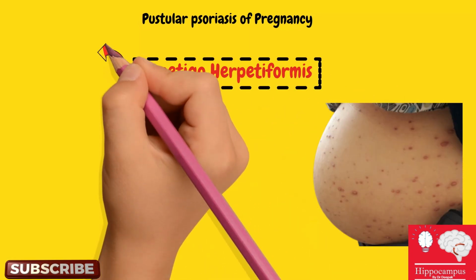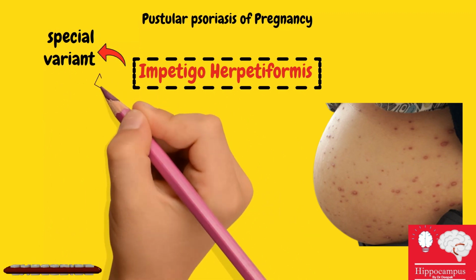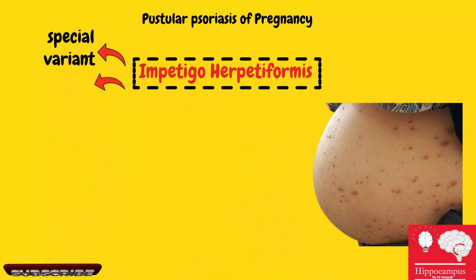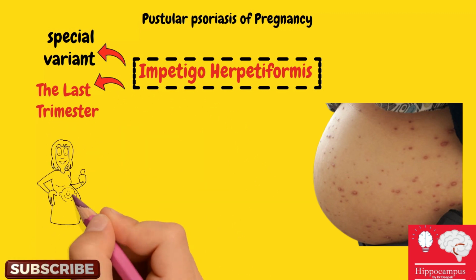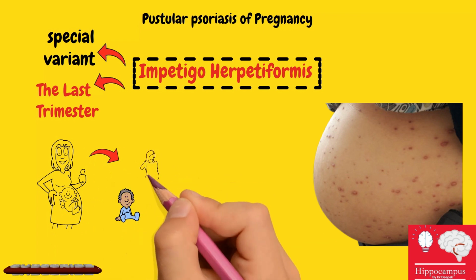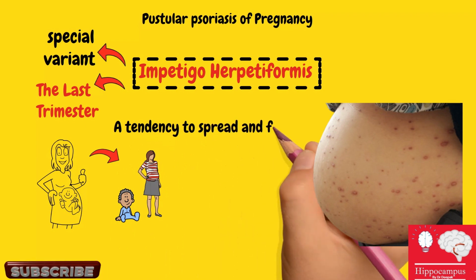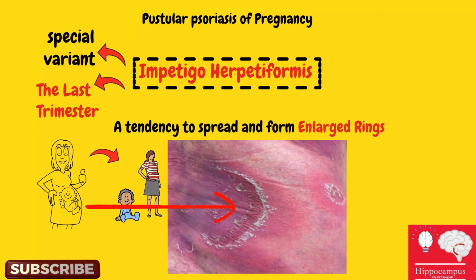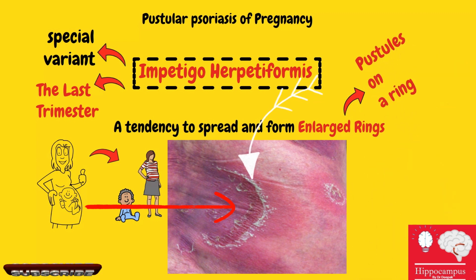This is considered a special variant of generalized pustular psoriasis, which occurs generally in the last trimester of pregnancy. This particular entity has a tendency to recur during subsequent pregnancies. The onset of pustular psoriasis has a tendency to spread and form enlarged rings. The characteristic features are pustules on the ring-like erythema that sometimes resemble erythema annulare centrifugum.